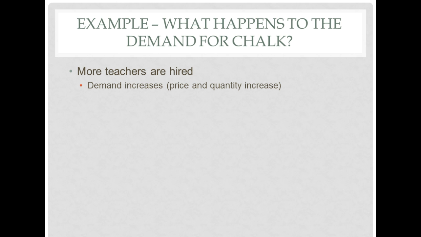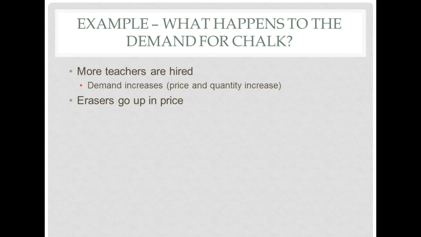Correct. The demand for chalk would increase. And by the way, just as a reminder, that means the equilibrium price and equilibrium quantity of chalk would increase. Why is that? Because in this case, the population of teachers has increased. And if our population of buyers increases, then the demand for the good increases. All right, here's another example.